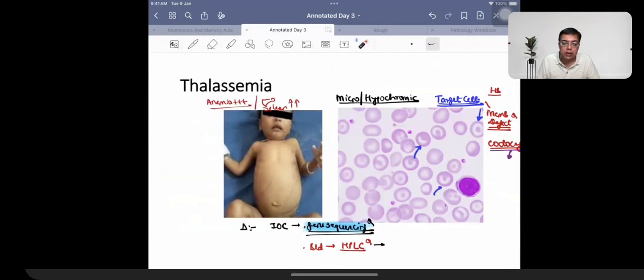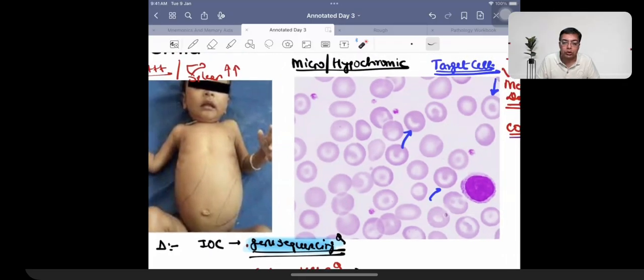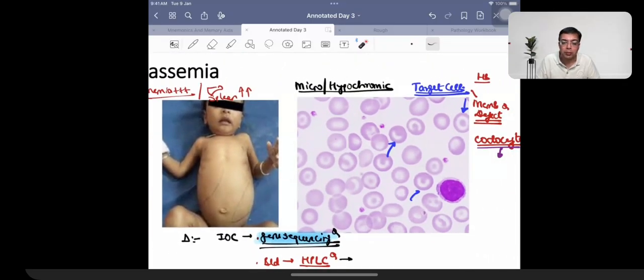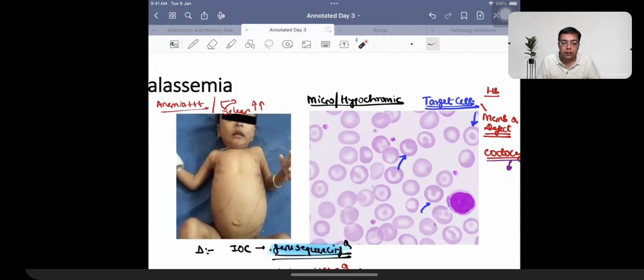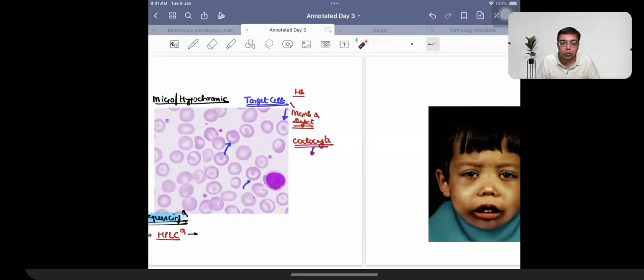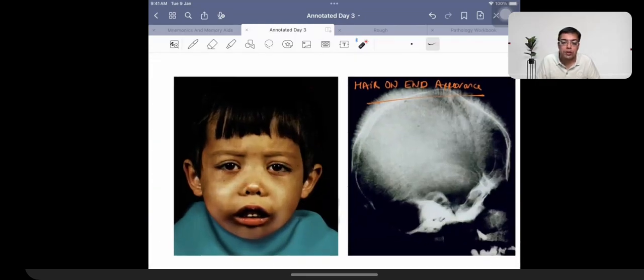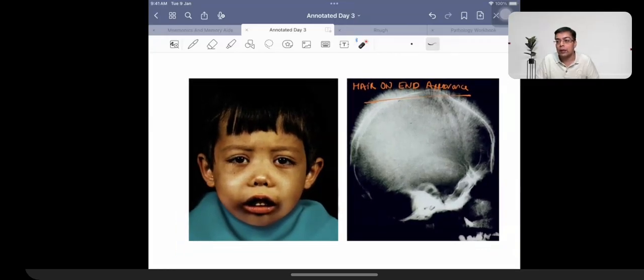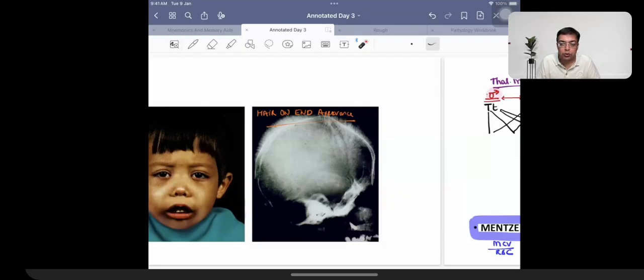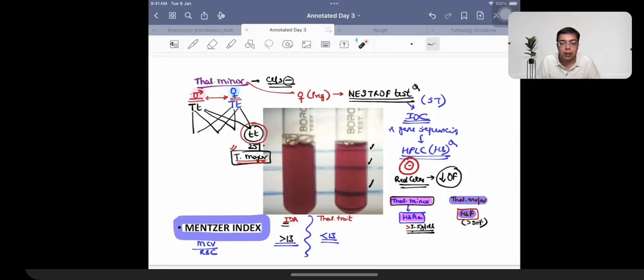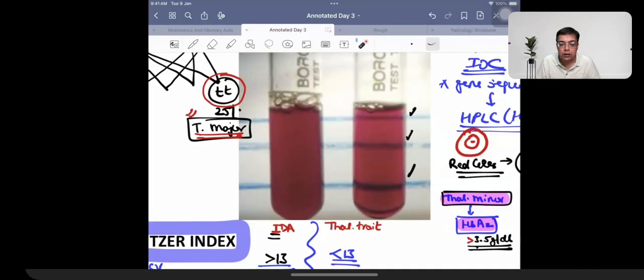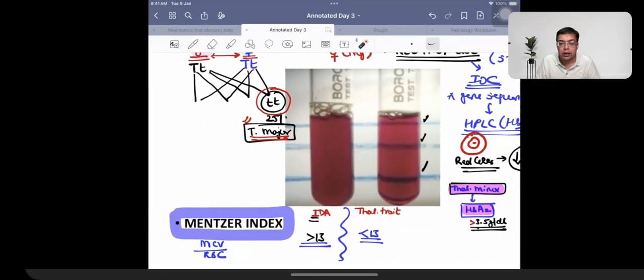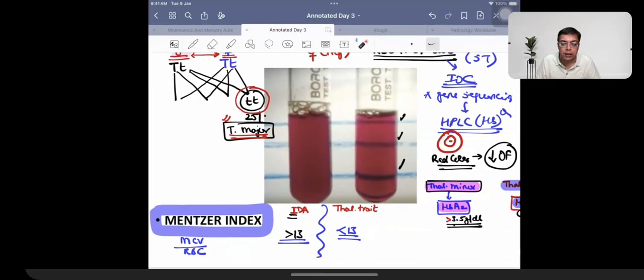What can be the questions asked in the exam? From beta thalassemia: appearance of the patient, poikilocytes, target cells, microcytic hypochromic anemia, presence of hepatosplenomegaly, extramedullary hematopoiesis and chimpanzee-like faces. Best diagnosed and confirmed with the help of gene sequencing. The screening test for thalassemia minor is the NESTROFT test, and differentiation between IDA and thalassemia trait is done with the help of the Mentzer index.